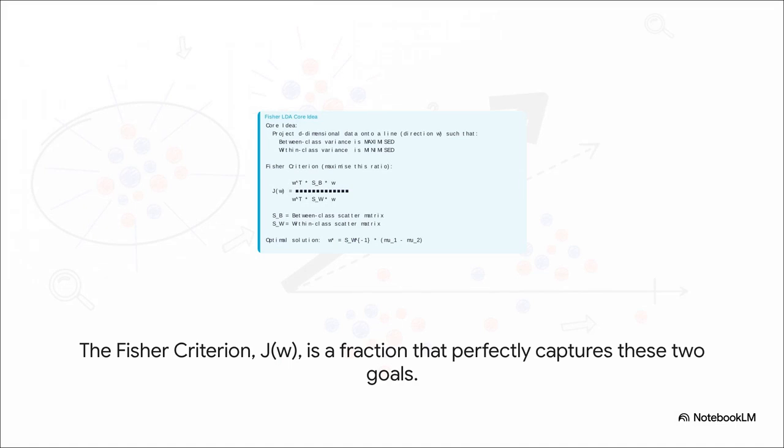Now, Fisher captured this whole balancing act in one beautifully simple formula, the Fisher criterion. The best way to think about it is like a score for how good a projection is. The top part of the fraction, the numerator, that's the between-class distance. We want to make that huge. The bottom part, the denominator, is the within-class spread, and we want to make that tiny. Our whole mission is to find the projection that makes this fraction as big as it can possibly get.